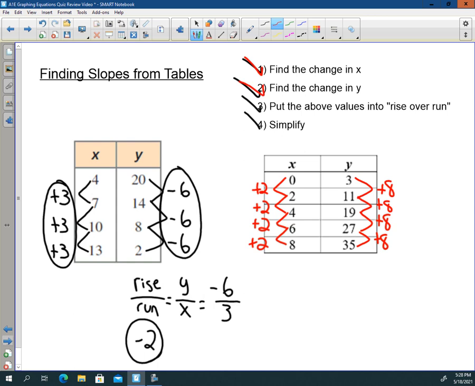Now we're going to put that into rise over run. And remember, we want the y's on top and the x's on the bottom. So we have the 8 on the top and the x's on the bottom, which is 2. And then if we can, we're going to simplify. 8 divided by 2 is 4. And there is the slope of that line. So that's how you can tell a slope from the table.